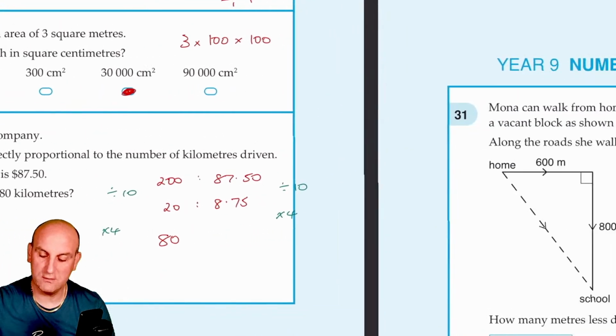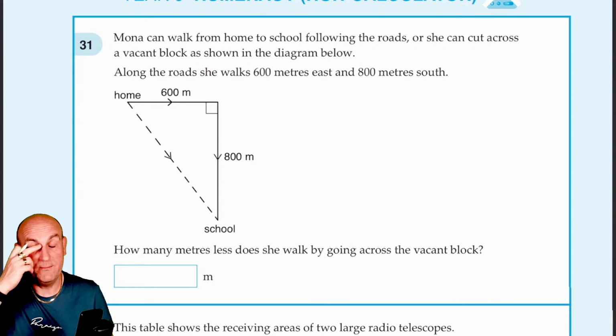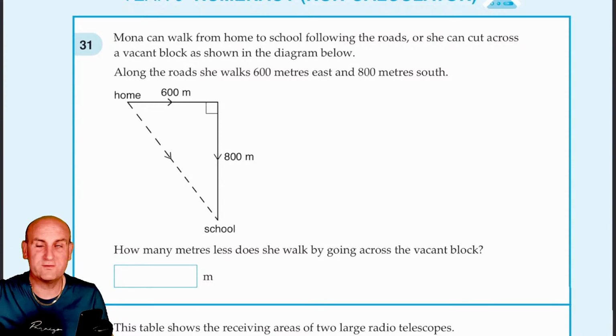And I'm fairly sure. Oh no, there's more. Oh my goodness. How many questions are on this calculator paper? Oh, non-calculator paper. All right, question 31. Mona walks. God, I'm getting tired now.